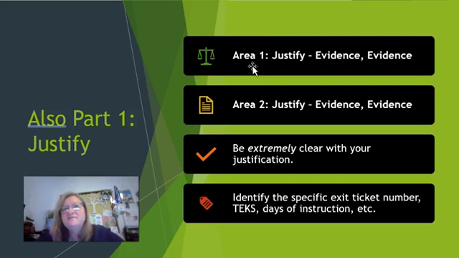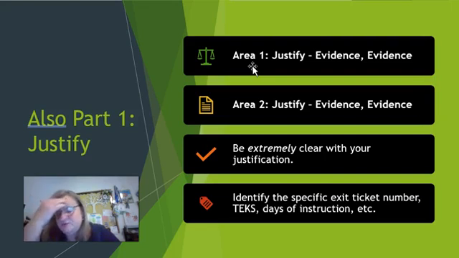Or if you're saying TExES 8.3c is more rigorous than the expectation of the way it's measured on the assessment on the exit ticket on number 3, then say that. That lets the reader know, the grader know, that you have actually looked at the documents provided and you have a solid reason for providing this advice to the teacher. And then you'll do that again for your selected area 2. Be extremely clear with your justification.